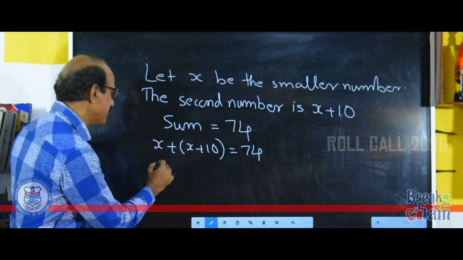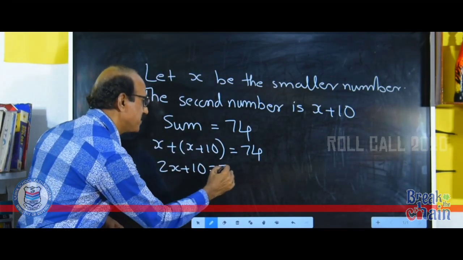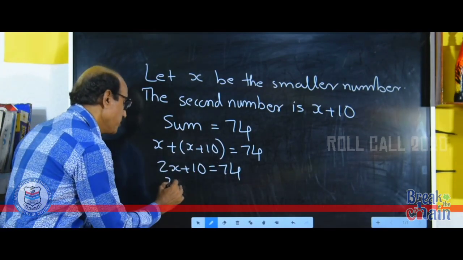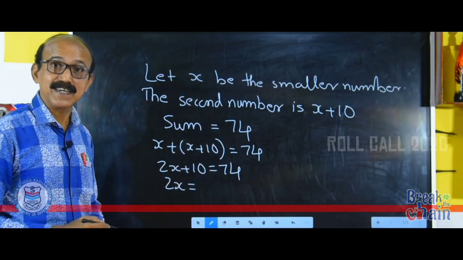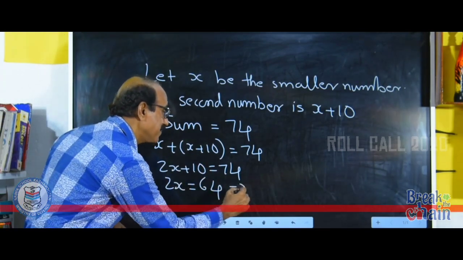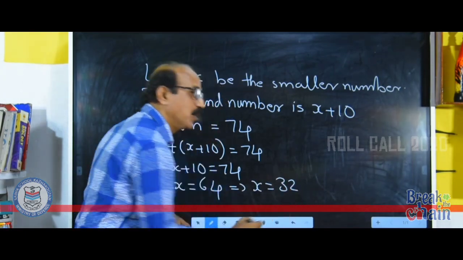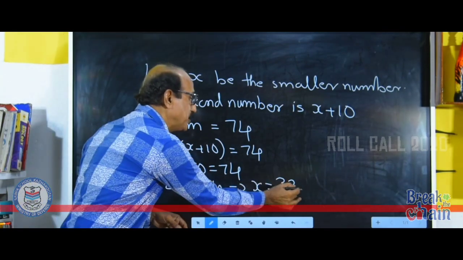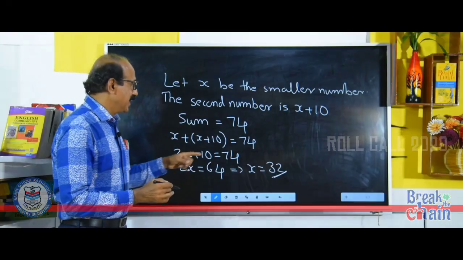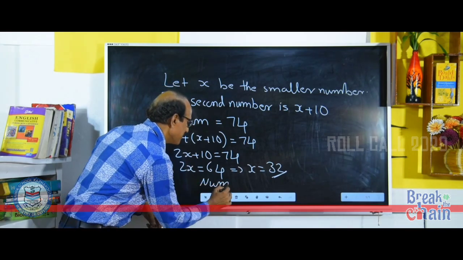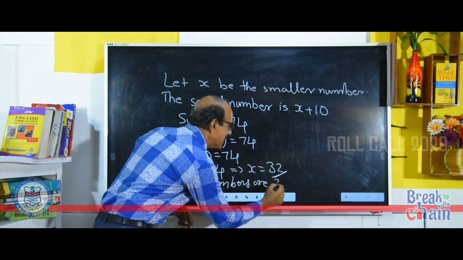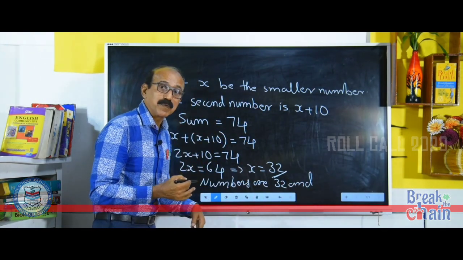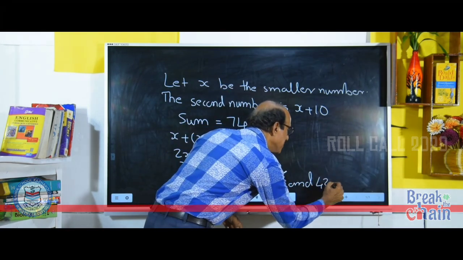On simplification we get 2x plus 10 equal to 74. Now you have to transpose 10 to the other side. So we get 2x equal to 74 minus 10, and that is 64, which implies x equal to 32 on dividing both the sides by 2. So x equal to 32 we got. So the numbers are 32 and 32 plus 10, and we know that 32 plus 10 is 42.